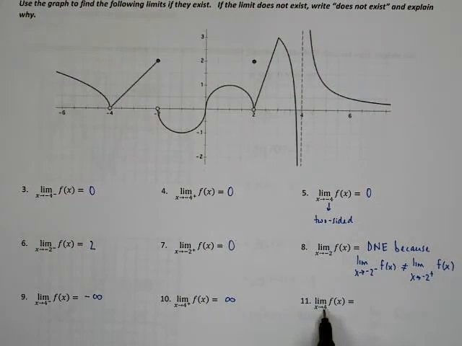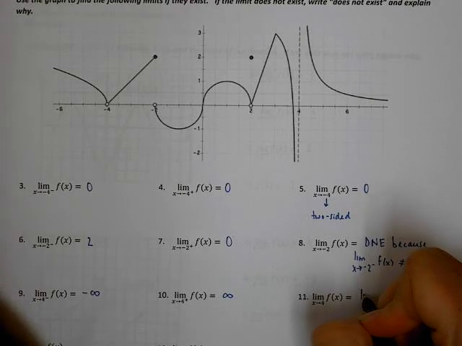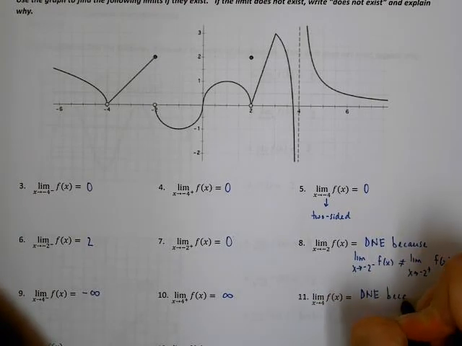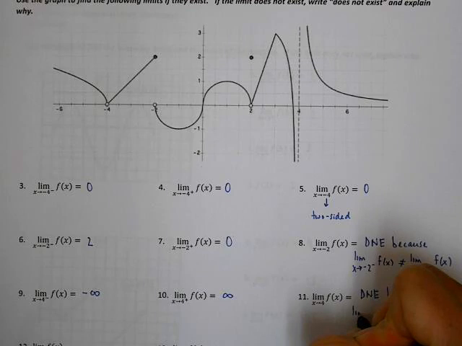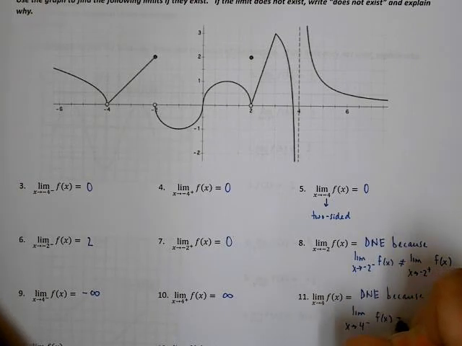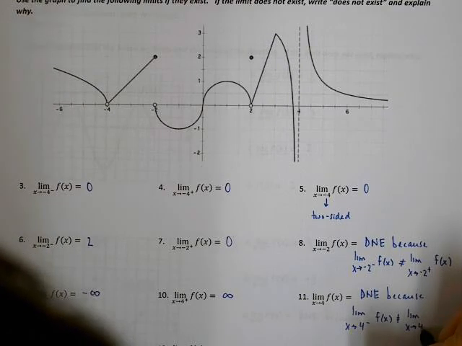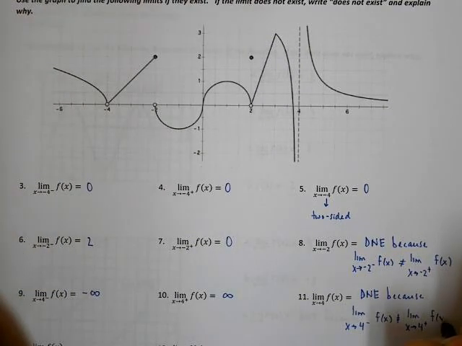So again, for our two-sided limit here, we would say that does not exist because the limit as x approaches 4 from the left of f of x is not equal to the limit as x approaches 4 from the right of f of x.